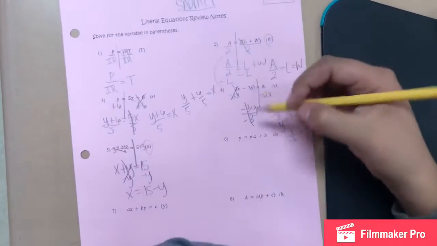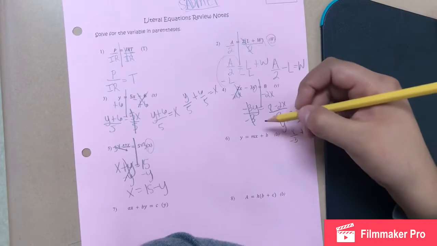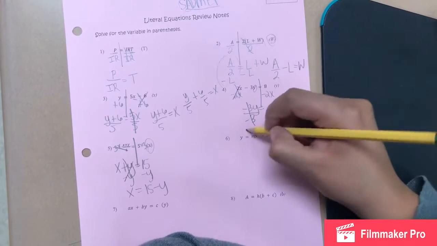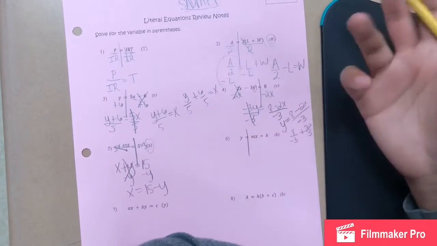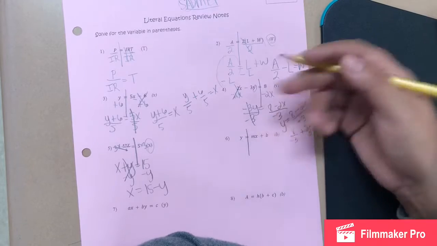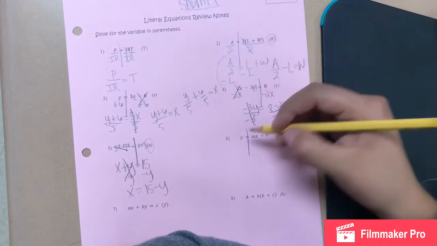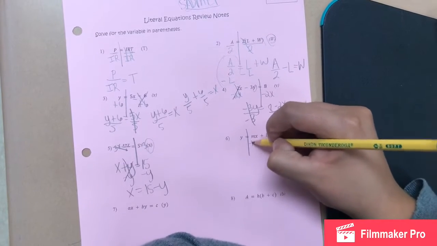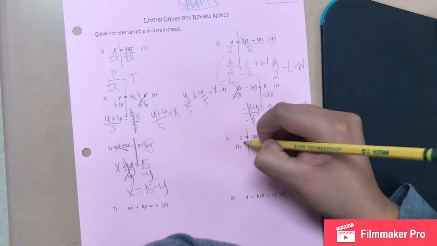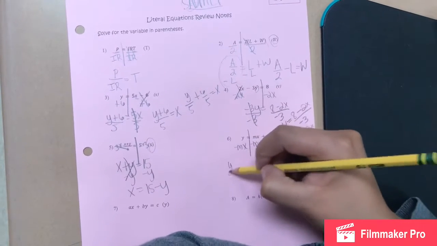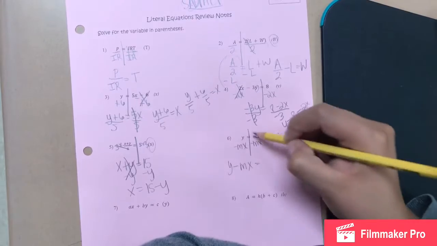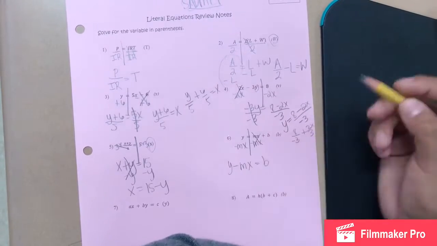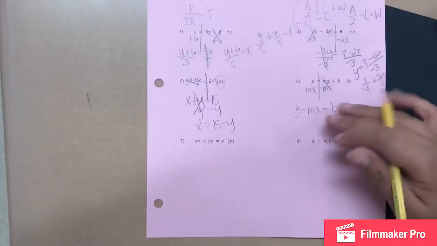Number 6, to solve for b. Right now, b is being added to mx, or mx is being added to b, I guess. So the only operation here is addition, and the inverse of positive mx is to subtract mx from both sides. So over here I have y minus mx equals, the mx's cancel, b. So that one's a lot simpler than you think.